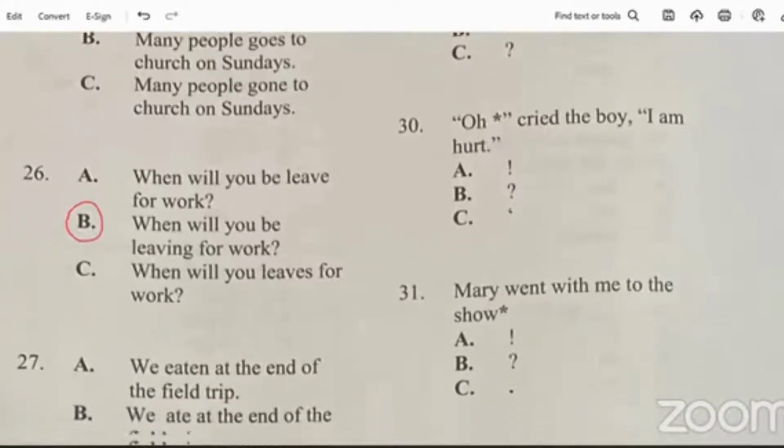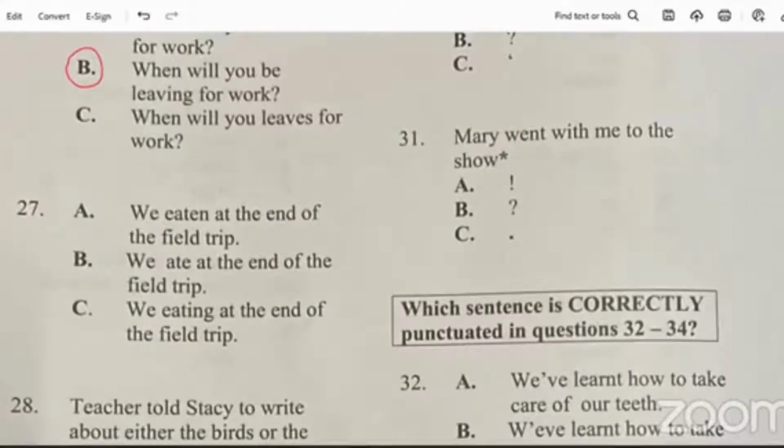Question 27. We eaten at the end of the field trip. We ate at the end of the field trip. We eaten at the end of the field trip. The answer is B. We ate at the end of the field trip.